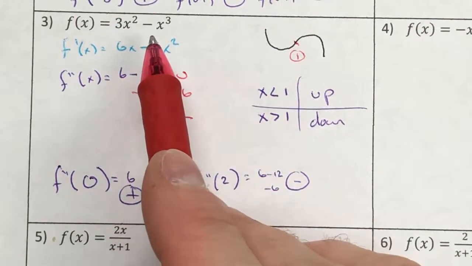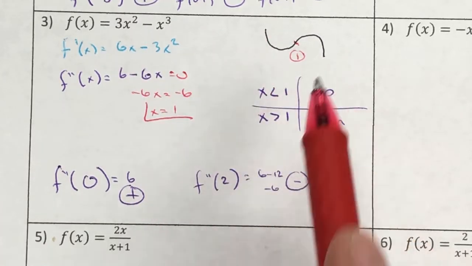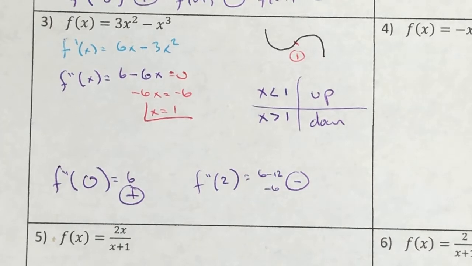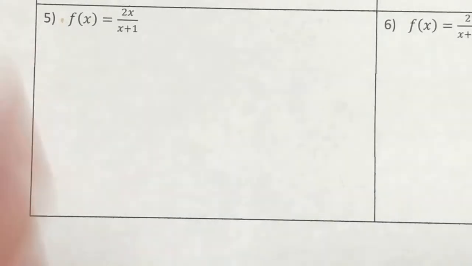Which also does make sense because this is a cubic function with a leading negative, which means I have 2 bends and it ends up going downward. So, like I said, not too bad. So why don't you go ahead and pause the video, try out number 5, and see how well you do.